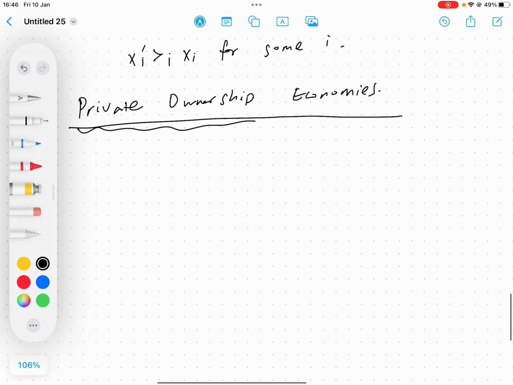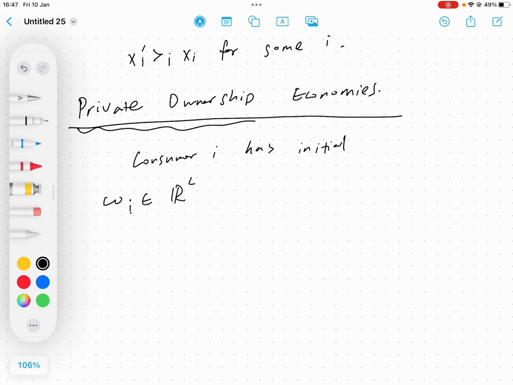So formally, we're going to describe this. Consumer i has an initial endowment of a vector of commodities, omega i, which is an element of R^L.